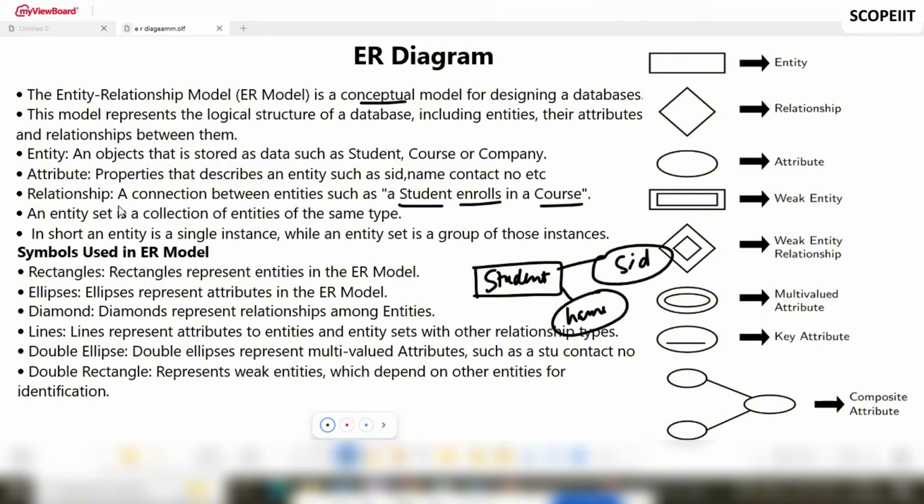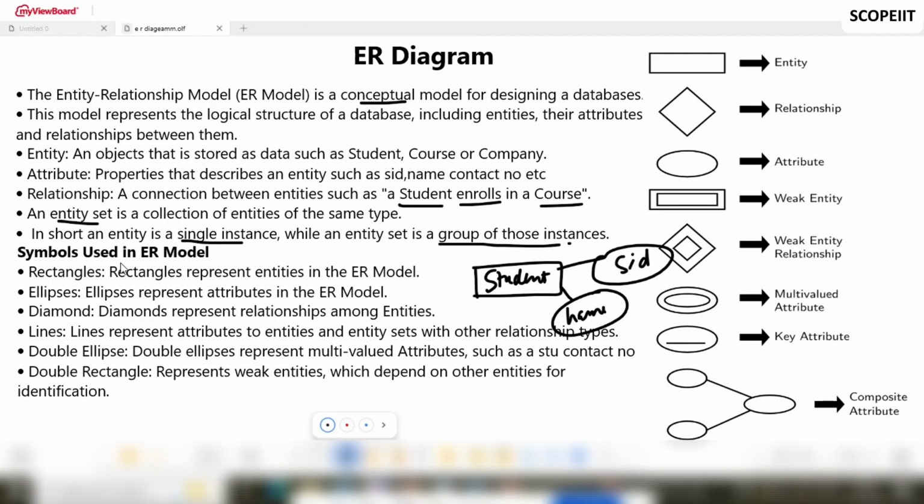Then what do you mean by entity set? An entity set is a collection of entities of the same type. Here it's not allowed to have entities of different types. If you have a collection of entities of the same type, then that set is known as an entity set. So in short, an entity is a single instance while an entity set is a group of those instances. This is a very important point.